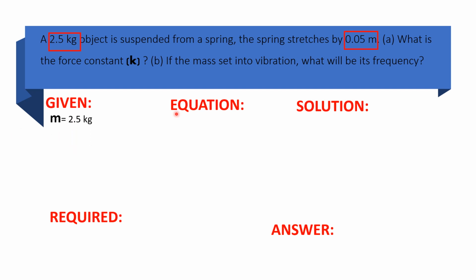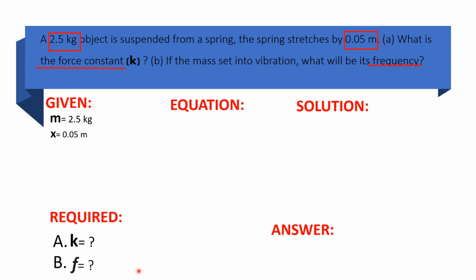And then, we have 0.05 meter. So, that is the value of our x. And as you can see, we have A and B. So, the required for this one is the force constant and the frequency. So, dalawa. So, sa required natin, lalagyan natin ng A and B. A for the force constant or the value of the k.